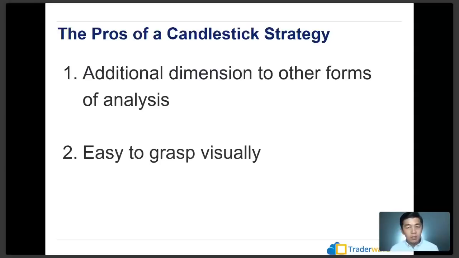And the good thing about a candlestick strategy is that it is highly visual. For human beings, we are not that good at crunching numbers directly and trying to make sense out of them. But generally, our human brains and our eyes are very good at looking at patterns and deriving a certain perspective just by looking at them. That's the reason why candlesticks can be very easy to grasp visually for most people. And that's why it's very helpful.